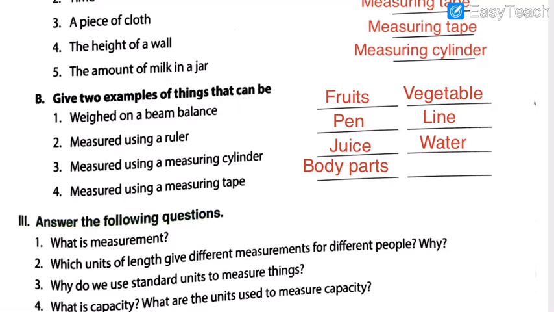As simple as that. Again I gave you the hint. When you go to tailor, they will measure your body parts. But for what will they measure the body parts? To stitch the clothes. So clothes can also be measured with the measuring tape. So clothes is the second example I'll prefer to write here. So this way we have solved all the objectives of this chapter.